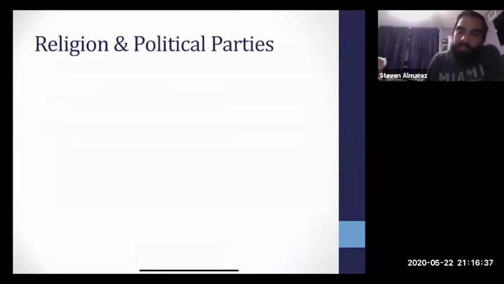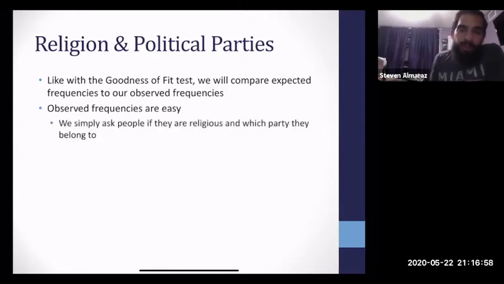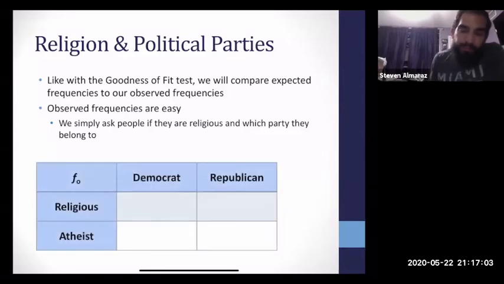Okay, so let's think about religion and political parties. Like with the goodness of fit test, we will compare expected frequencies to our observed frequencies. So it's pretty similar. Now, observed frequencies are really easy. Just like last time, you simply write down your observed frequencies. We simply ask people if they're religious and which party they belong to. So I put a little FO over here to indicate that these are our observed frequencies.